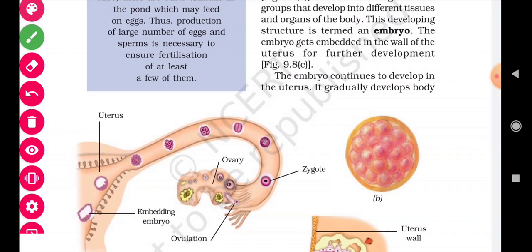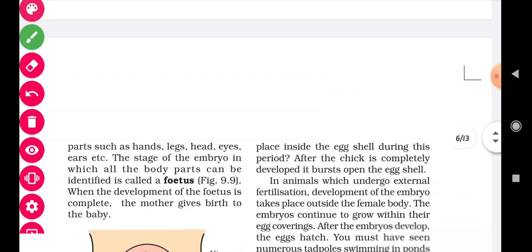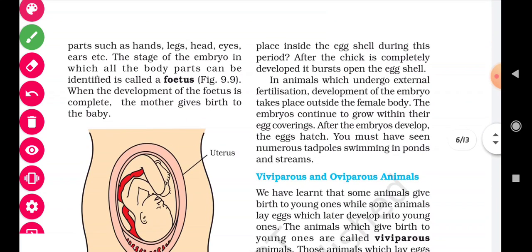So student, the zygote is continuously dividing into multiple cells within one common nucleus, and then it will form the embryo which will stick to the uterus wall. The embryo continues to develop in the uterus. It gradually develops body parts such as hands, legs, head, eyes, ears, etc. The stage of the embryo in which all the body parts can be identified is called a fetus.